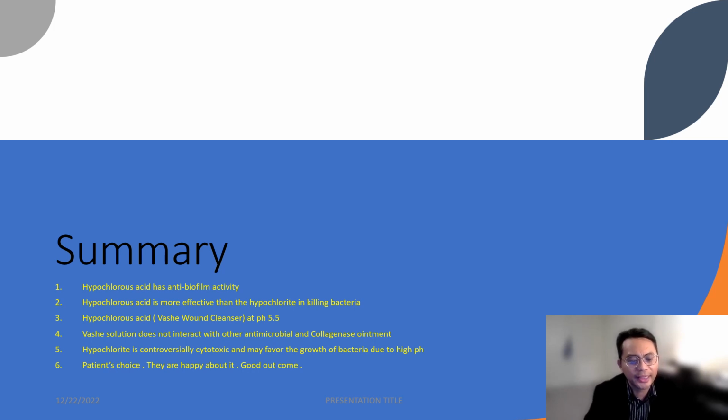Hypochlorite, on the other hand, like the Anasept or the Dakin's, is controversially cytotoxic, and well, there's also some literature saying that they are very safe, they are not cytotoxic. But just looking at the effect of pH on the wound, I would say that it may be cytotoxic, or it may actually encourage the growth of bacteria, because like what we've seen earlier, bacteria grow more on the alkaline side.